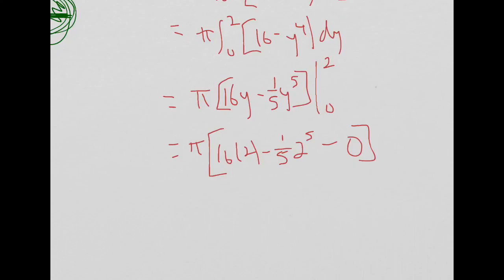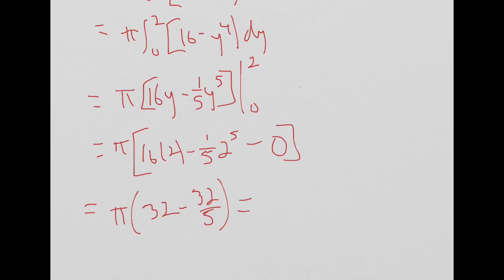And then from there, you could work it out by hand, or I might use a calculator to do this calculation, that 2 to the 5th, and all the addition and stuff, just for time's sake. I get pi times 32 minus 32/5, which comes out to be, and this I would definitely use a math frac on my calculator. I don't think it's worth it to do this by hand, so I would get 128 pi over 5, which in decimal form is equal to 25.6 pi.